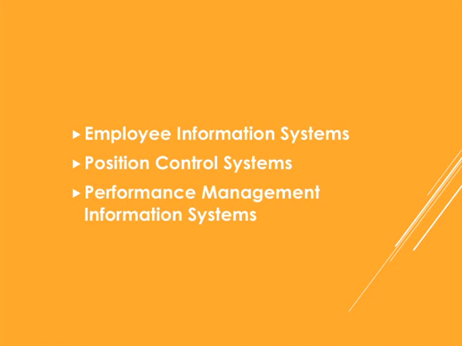Examples of some systems we have are the employee information system, position control system, and performance management information system. These are some systems available at this level. The employee information system consists of the details about the employees. Employee name, number, as well as qualifications, this system keeps track of the employees.